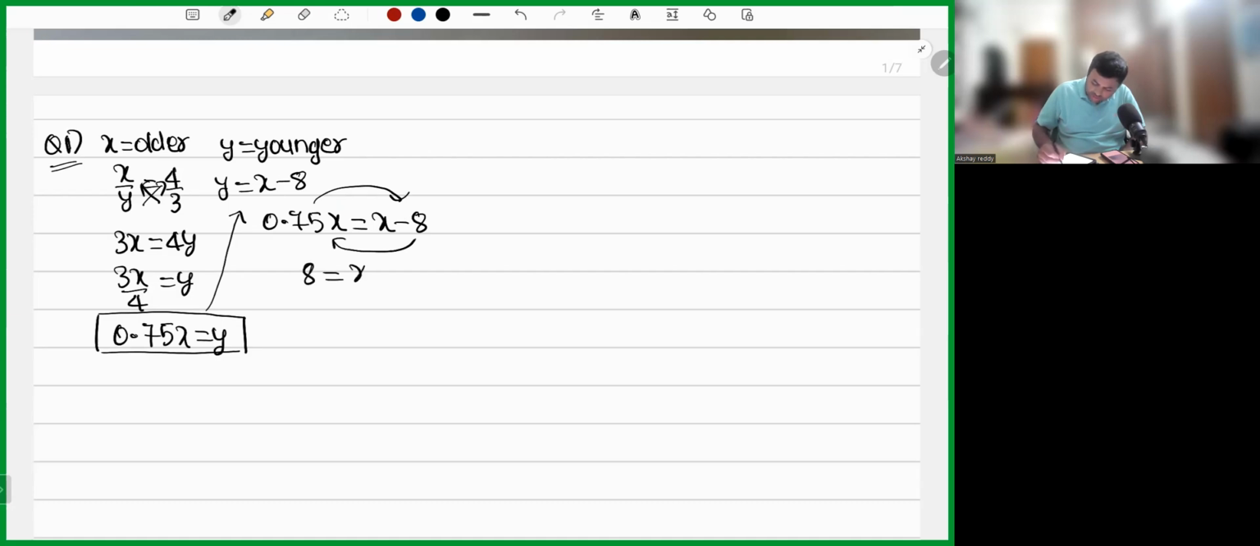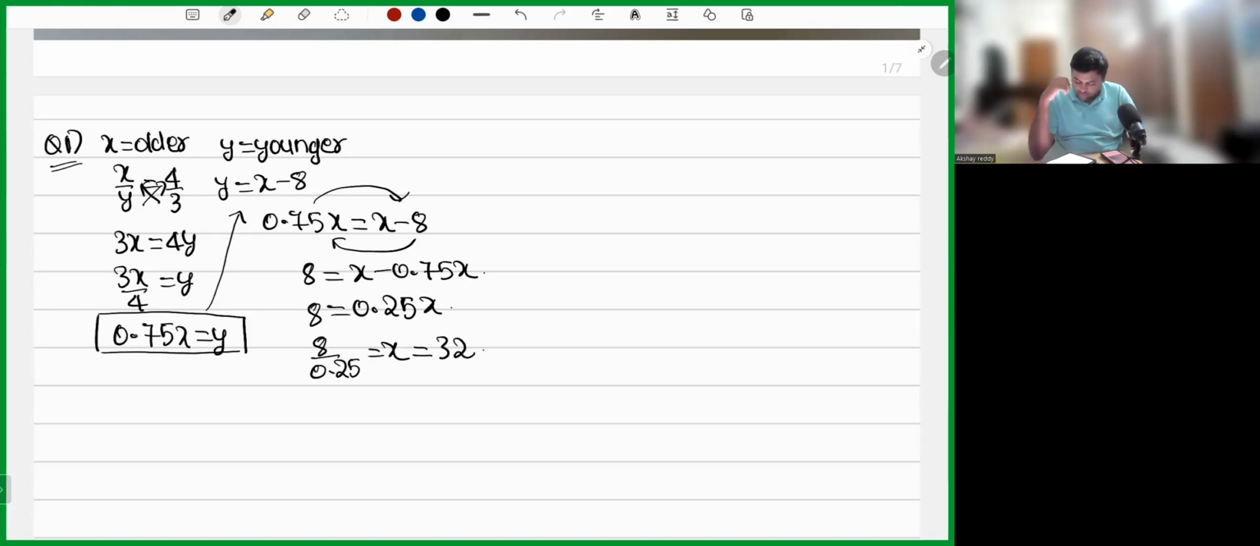8 is equal to x minus 0.75x. Sorry, 8 is equal to 0.25x. So 8 divided by 0.25 is equal to x. So what is 8 divided by 0.25, my dear friends? It is 32. So the value of x is equal to 32.